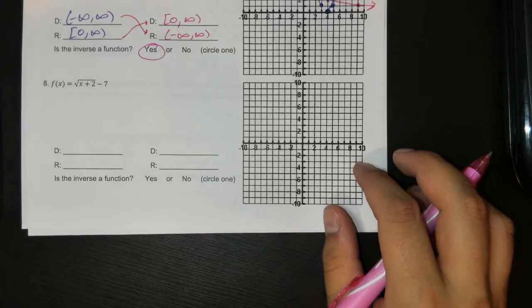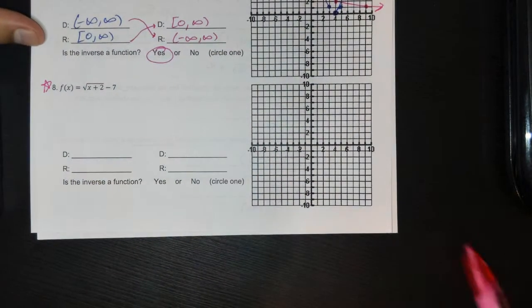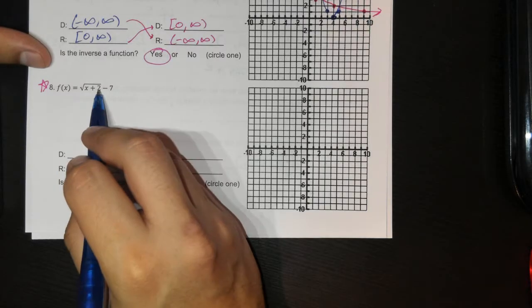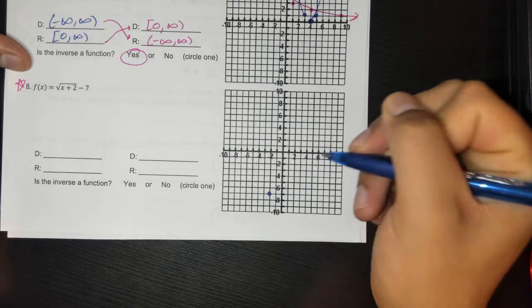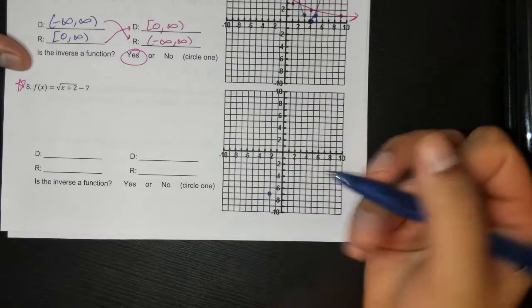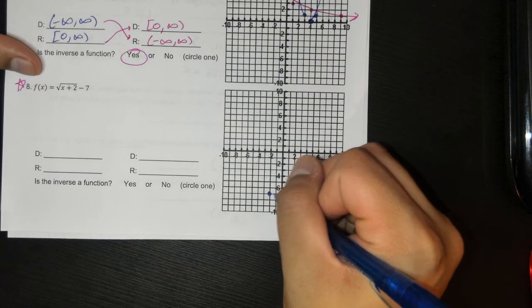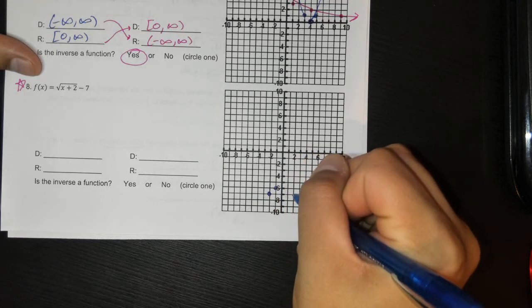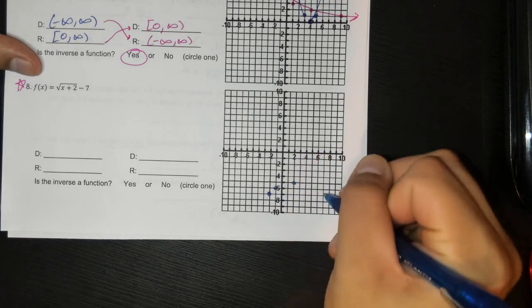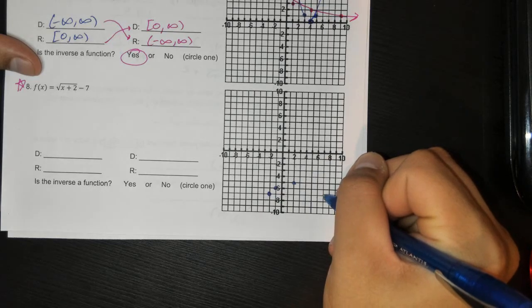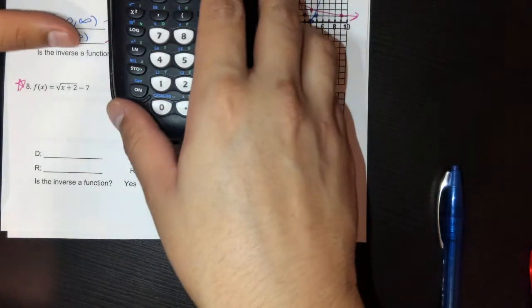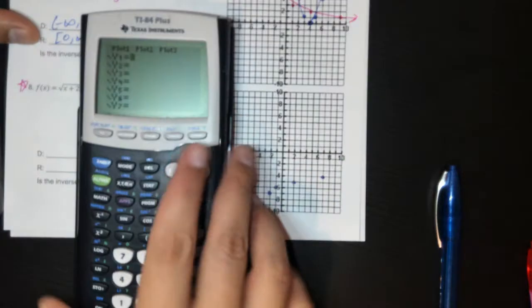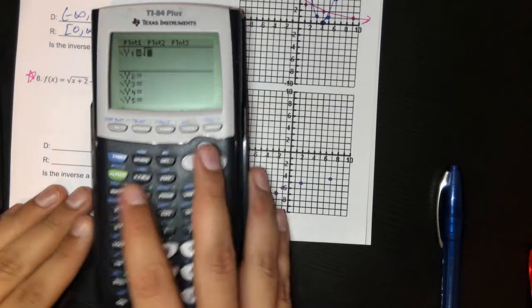Alright, so now let's look at number 8. Alright, so for number 8, we have a square root function for the original one. So the vertex here, the starting point, would be at negative 2, negative 7. Right, you could plug that into the calculator to get the points, or you could just follow the pattern. There's no expansion or compression, so I could just go right 1 up 1, right 4 up 2, right 9 up 3. Alright, then if you just want to see where I'm getting those points, you just plug it into the calculator.